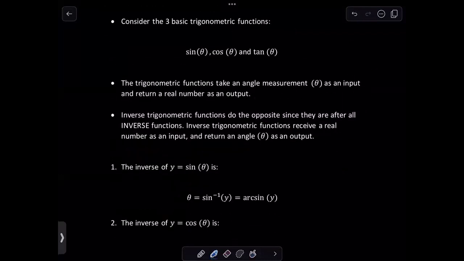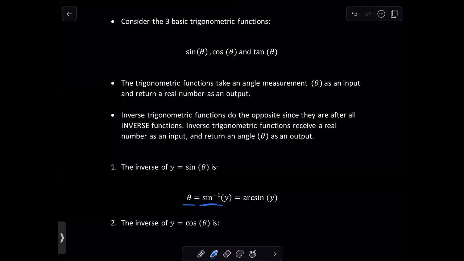So let's take a look at the first one. There's three, obviously, because there's three basic trig functions. Notice here I have y is equal to sine theta. Just a note, theta in this case is an angle. I'm using theta, I could use x. I'm using theta because I want to show you that we are inserting angles into the trigonometric functions. You can use x. I'm just trying to make it easier for you. So theta, and this y is the real number output. So y is equal to sine of theta. The inverse is theta is equal to inverse sine of y.